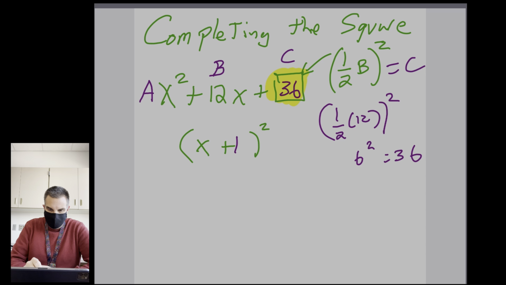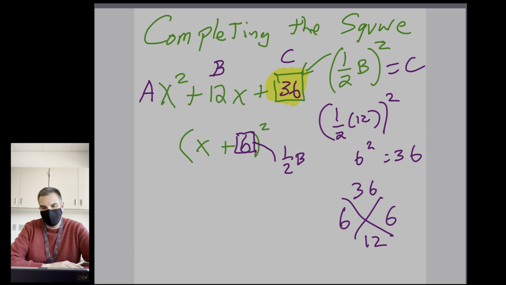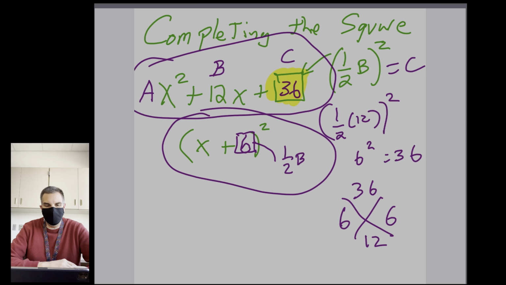Well, if I'm going to factor that, I want to know what goes inside of that box as well. We could factor it by doing this right here. Put a 36 here and a 12 here and get 6 and 6. Or that box is going to be 1/2 of b. So that value right there is going to be a 6. And this is called completing the square. This part is completing the square. This part is kind of factoring it to help you out.